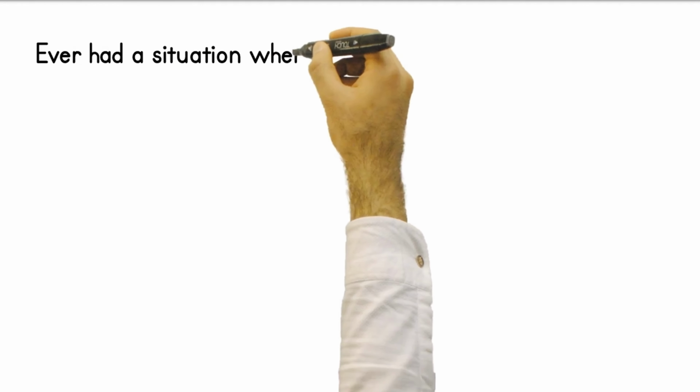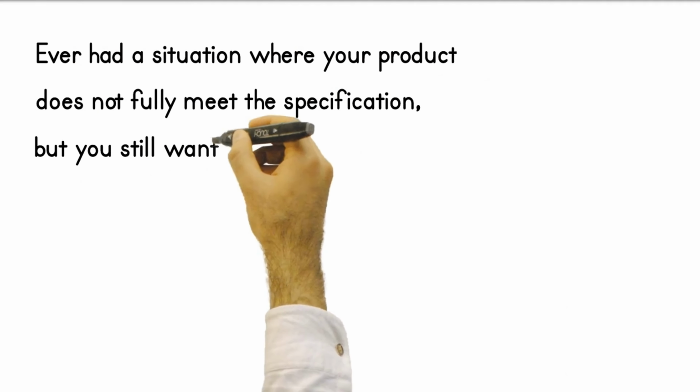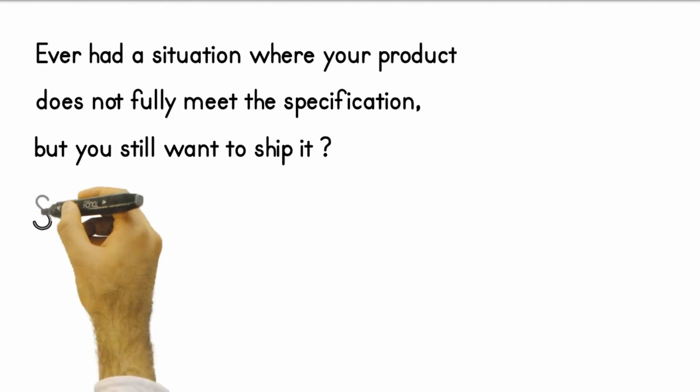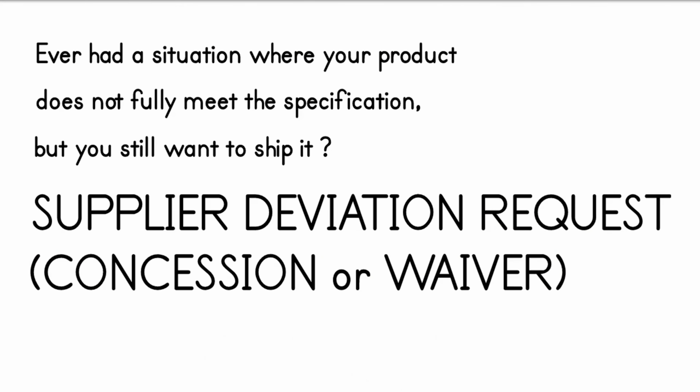Ever had a situation where your product doesn't fully meet the specification, but you still want to ship it? That's where a supplier deviation request, also known as a concession or waiver, comes in.